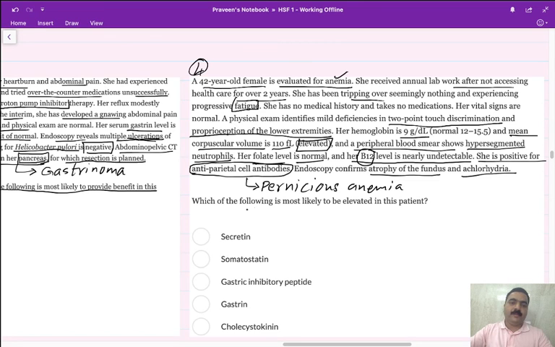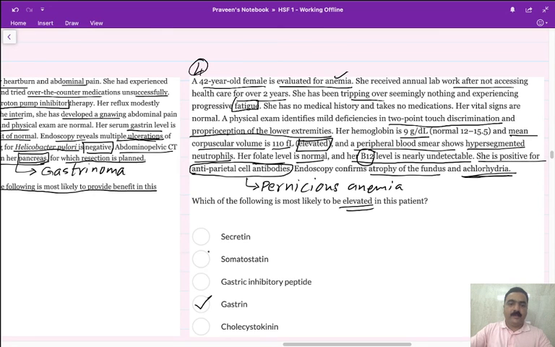So the case has been described very well for you. Now the question: which of the following is most likely to be elevated in this patient? The question is asking about elevated. Achlorhydria means no acid, so no feedback for what, the gastrin. Gastrin is the one that stimulates the acid production. So because of the achlorhydria, there is no feedback for the gastrin, and the gastrin level will go high.